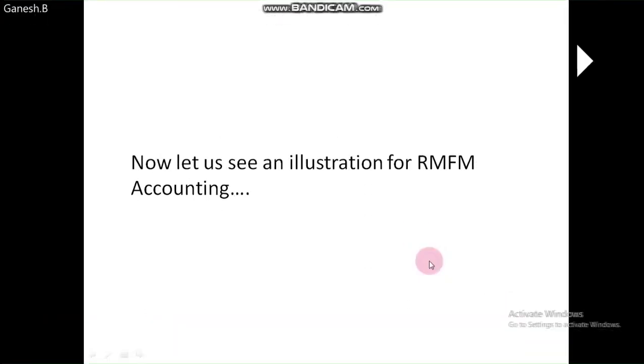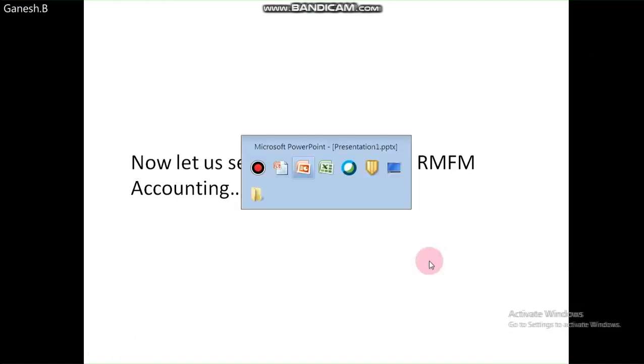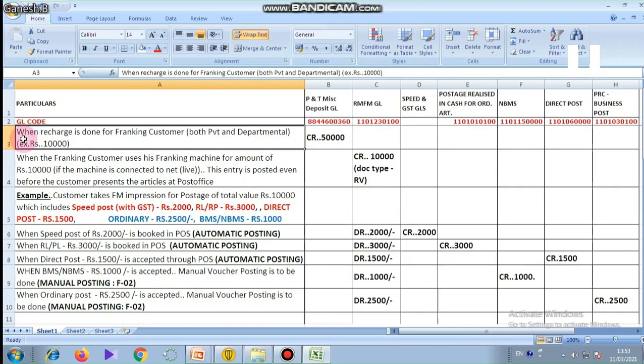So far I tried to explain the RMFM workflow through a diagram. Now let me explain it through an illustration, through values. See, there are various GLs.